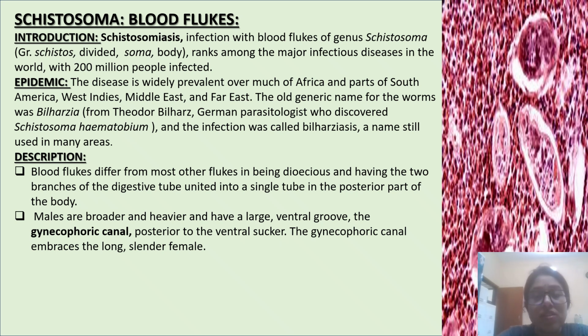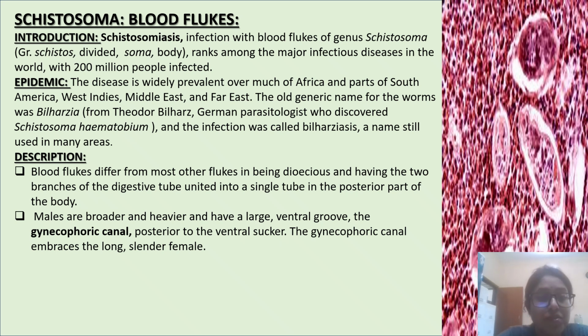It ranks among the major infectious diseases in the world, with 200 million people infected. Epidemic. The disease is widely prevalent over much of Africa and parts of South America, West Indies, Middle East, and Far East. The old generic name for the worms was Bilharzia, from Theodor Bilharz, the German parasitologist who discovered Schistosoma haematobium, and the infection was called bilharziasis, a name still used in many areas.